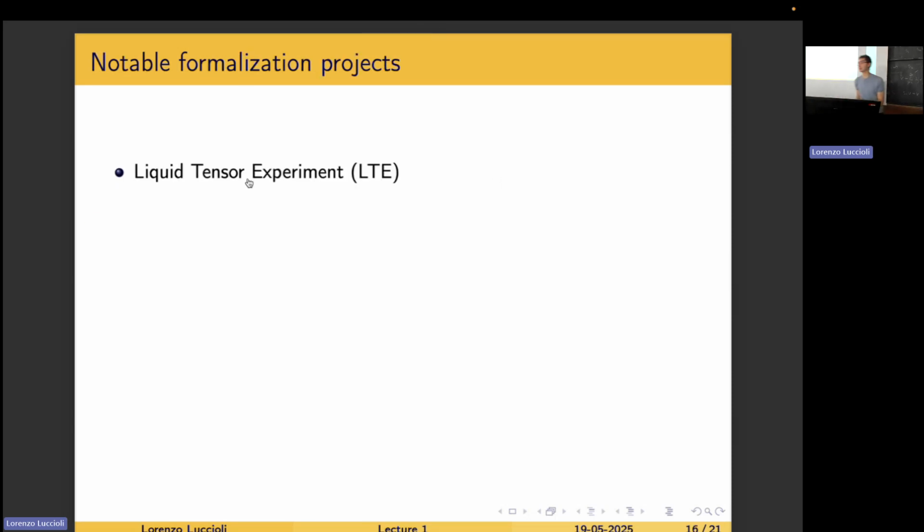Is the liquid tensor experiment. That's a result whose formalization was encouraged by Peter Scholze. It's a result by Peter Scholze in condensed mathematics, and he basically said, okay, I'm not 100% sure about my proof. I did the proof, but nobody's willing to check it for me. It's a very complicated proof, and I cannot really wrap my mind around it. I think it's true, but I would like full certainty because it's an important result.